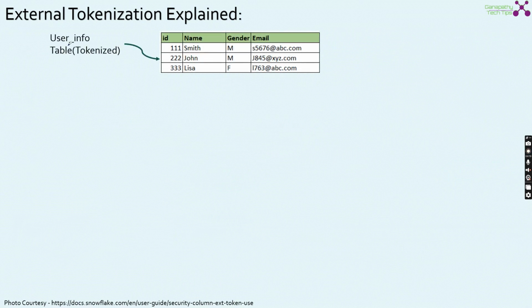Now we will see a similar example of how we can implement external tokenization. There is a user info table, the same thing we saw in the previous example, but here you can see email is something different. If you remember, in the previous dynamic data masking, Smith at abc.com, John at xyz.com, Lisa at abc.com were mentioned, but here you can see all these things are in a completely tokenized form. It is stored in this way within Snowflake. That is a very important thing to know. The tokenization happens with the external function, and only that data is stored within Snowflake.